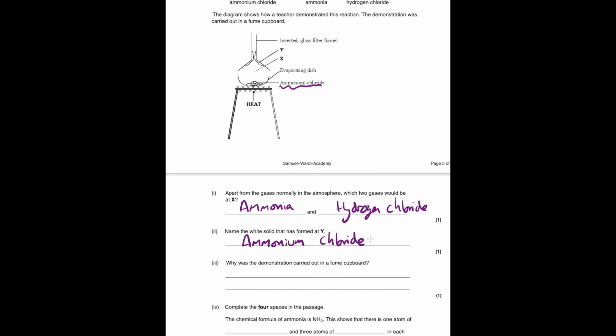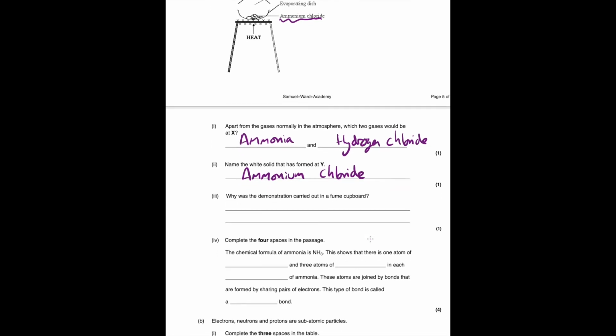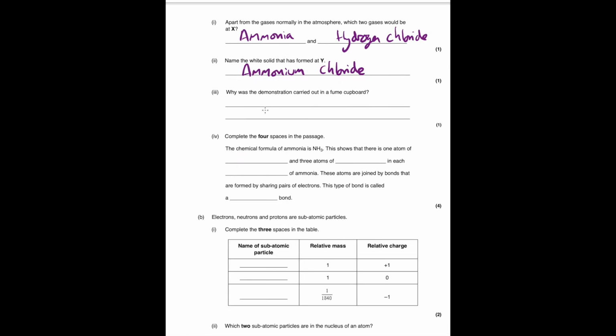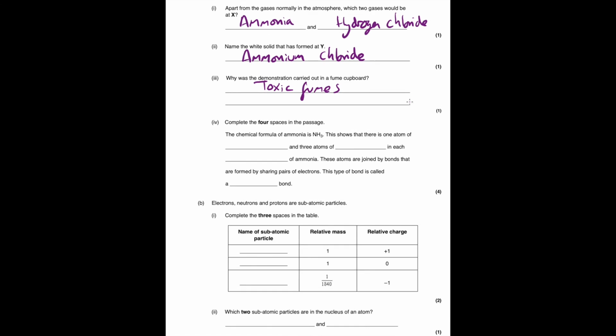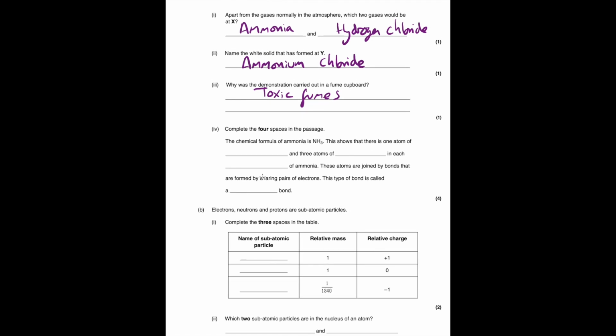Why was the demonstration carried out in a fume cupboard? The reason why ammonia and hydrogen chloride are particularly dangerous is because they are both toxic fumes. So by carrying it out in the fume cupboard, those toxic fumes can be kept away from anyone who's carrying out these experiments. So we've then got 4 spaces in this sentence to be completing.